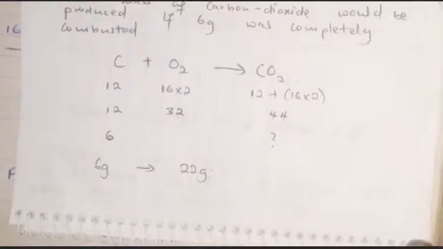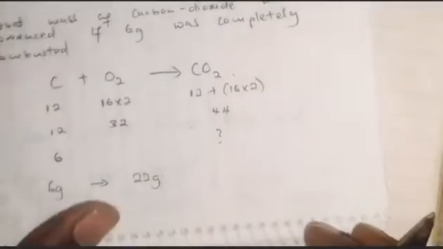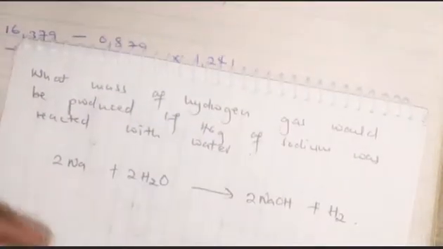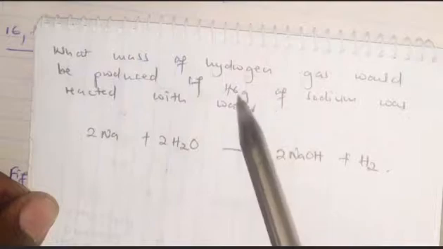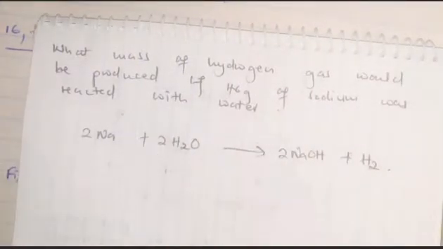Then the next one says: what mass of hydrogen would be produced if 46 grams of sodium was reacted with water? In all these reactions it's very important to write a balanced equation first. Then you compare using the molecular masses that we take from the periodic table. So I've got sodium here, and they're asking what mass of hydrogen would be produced.